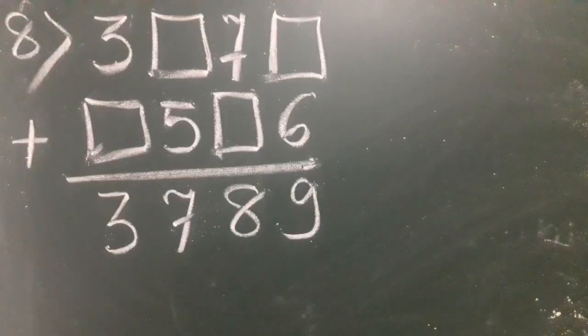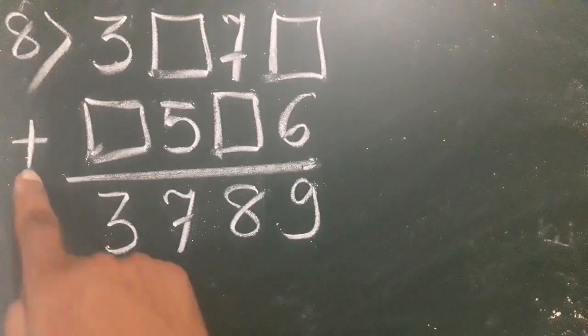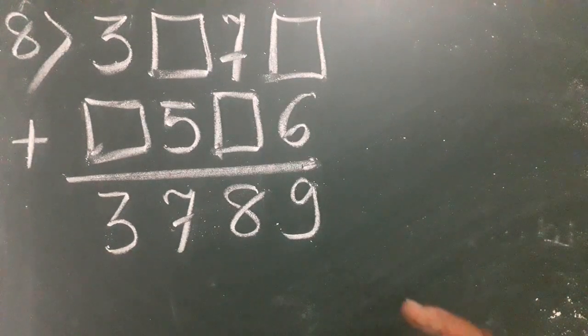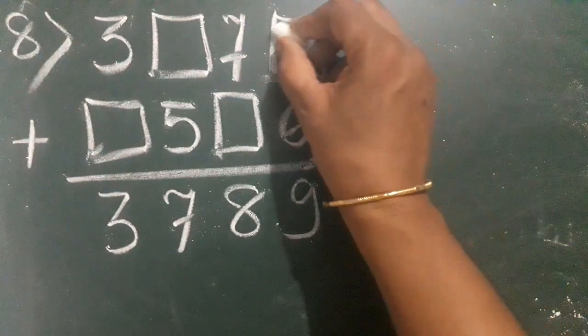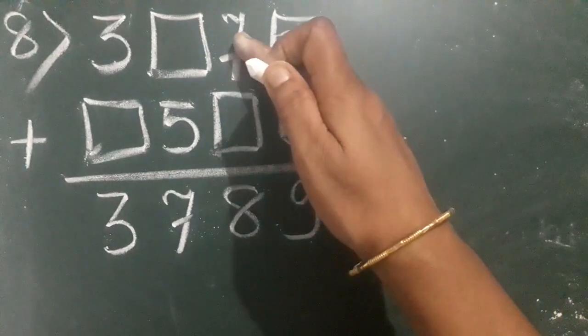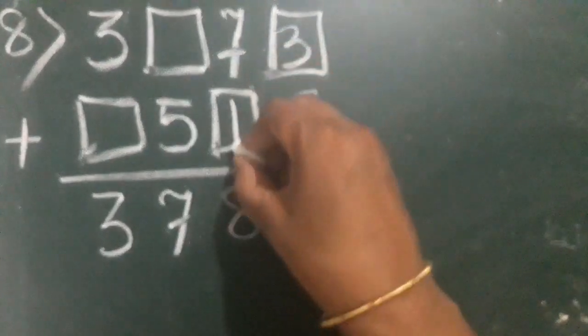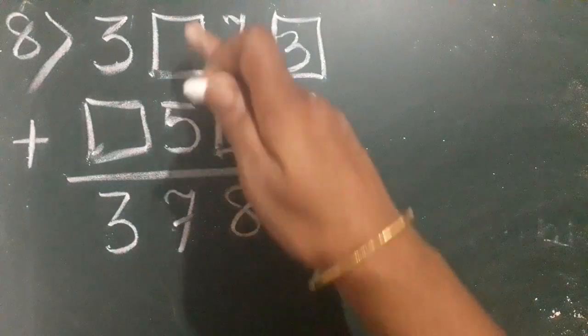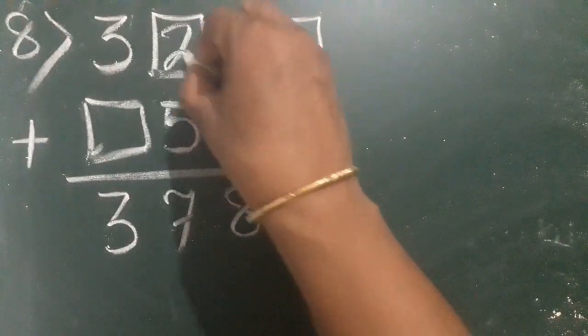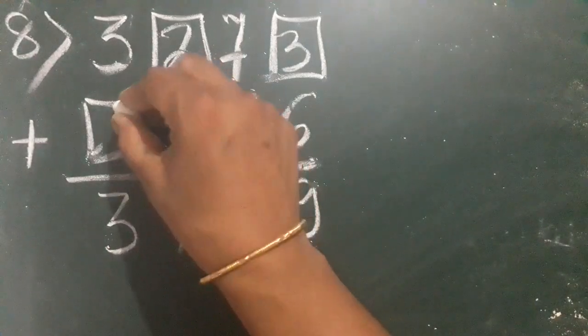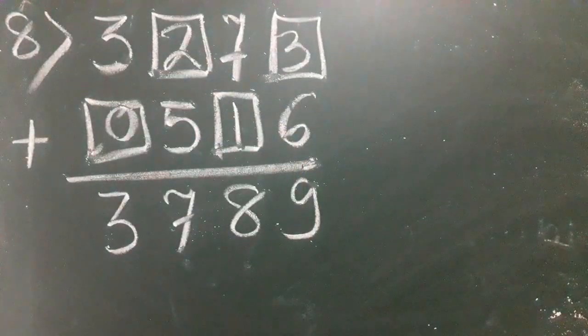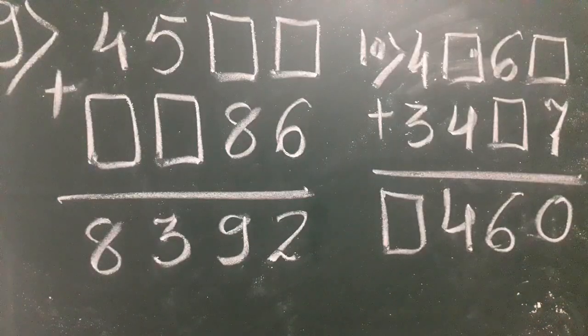Now let's do the questions with addition operation. Okay, we will find out the missing digits. Now addition becomes very easy, as you know. 6 plus which number is 9? So 6 plus 3 is 9. 7 plus which number is 8? 7 plus 1 is 8. 5 plus which number is 7? 5 plus 2 is 7. Fine. And 3 plus which number is 3? So 3 plus 0 is 3. Let's discuss these two questions.